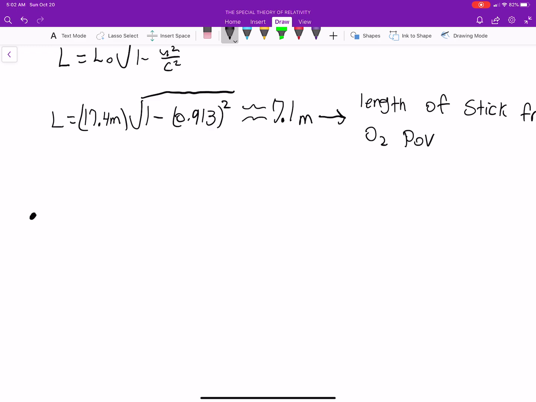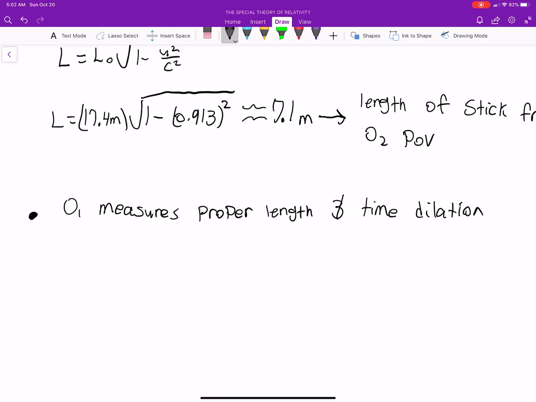So let's make a note of that, because that's another interesting point. O1 measures proper length, where the stick is at rest, and time dilation. But look what O2 does. O2 measures proper time. And remember, how do we know what proper time is? Well, we think of what our clock is, and our clock is like the creation and destruction of this particle. So where does our clock look like it's at rest? Well, from the particle's point of view, because the particle thinks it's at rest. So for that reason, it measures the proper time, and length contraction.